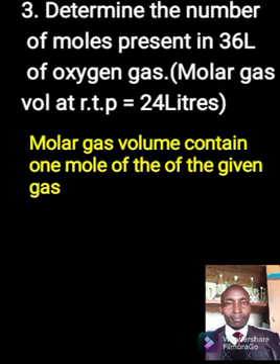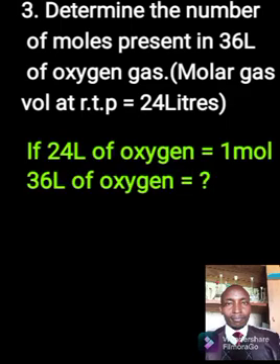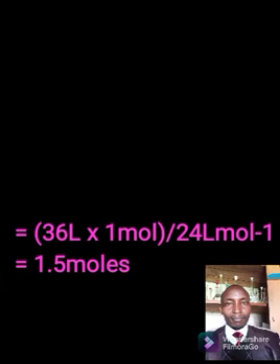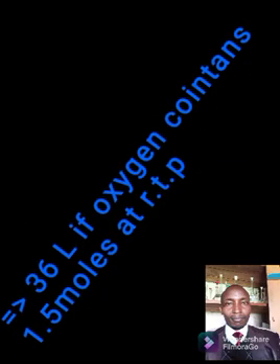So what you need to do is to argue that if 24 liters of oxygen is equivalent to 1 mole, what about 36 liters of oxygen? So it will be 36 liters multiplied by 1, then divided by 24 liters per mole. And with that, you get 1.5 moles. What does that mean? It means that 36 liters of oxygen contain an amount equivalent to 1.5 moles.